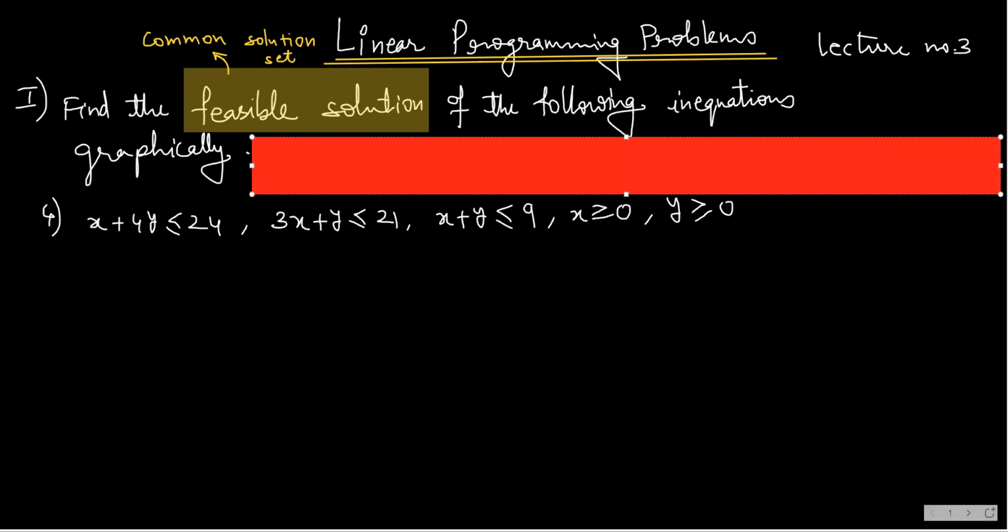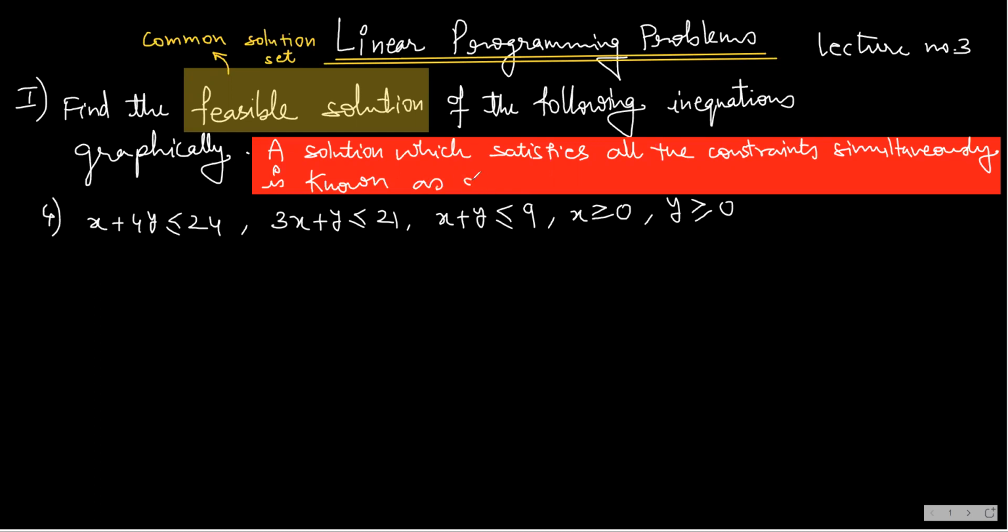A solution which satisfies all the constraints simultaneously is known as a feasible solution set, or feasible solution. So this is the definition for feasible solution.